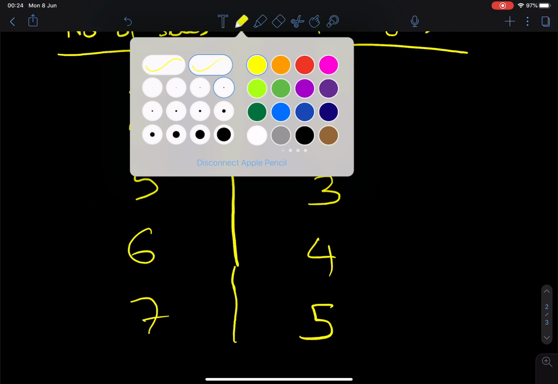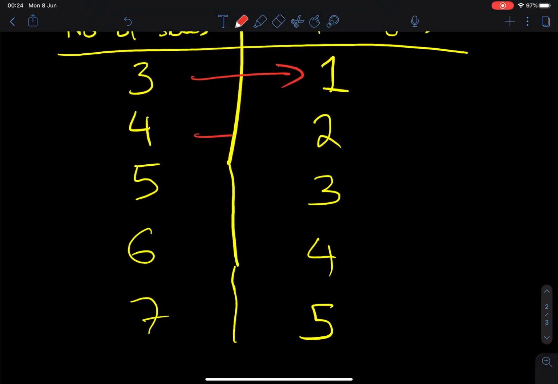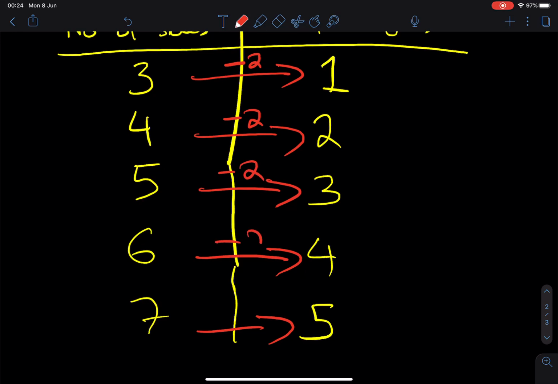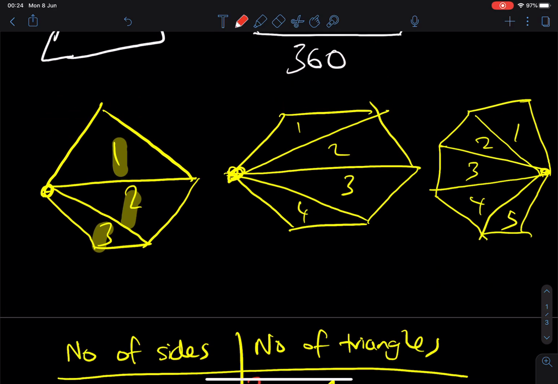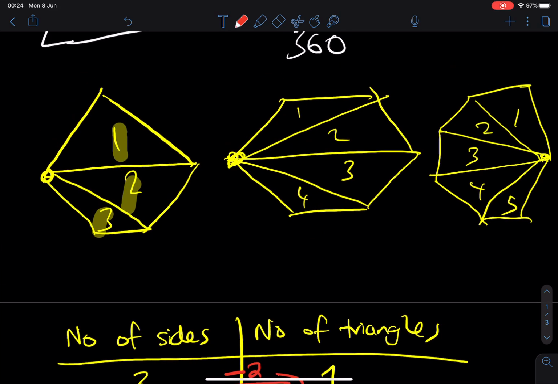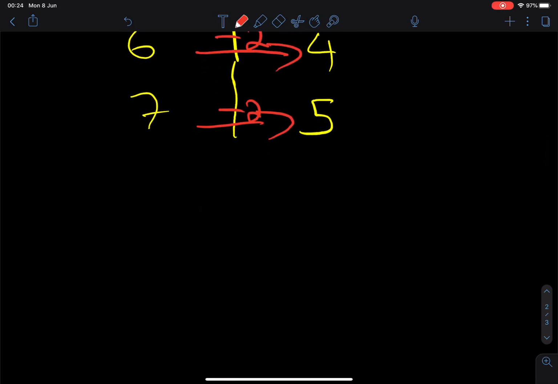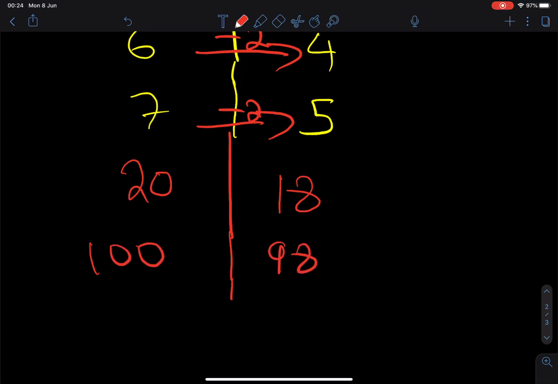Now, there is a very clear pattern here. 3 to 1, 4 to 2, 5 to 3, 6 to 4, 7 to 5. Every single time you're subtracting 2. So the number of triangles that I can fit inside any polygon is always 2 less than the number of sides of that polygon. Hypothetically, if I had a 20-sided shape, without even having to draw it, I will know that I can fit 18 triangles inside. If I had a 100-sided shape, I can fit 98 triangles.